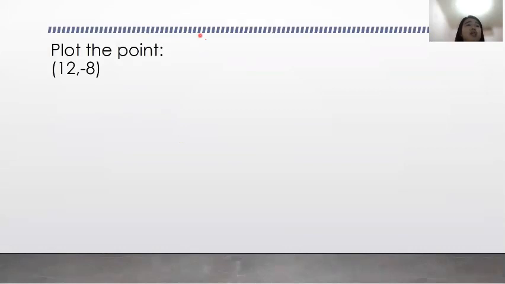We have here the point (12, -8). Before we can plot this, we are going to make a Cartesian plane. Let's have here our Cartesian plane. We can have this our y, and this is our x, and we need to have the intervals. We have 1, 2, 3, 4, 5, 6, 7, 8, 9, 10, 11, 12. So this is our 12. This represents our x.